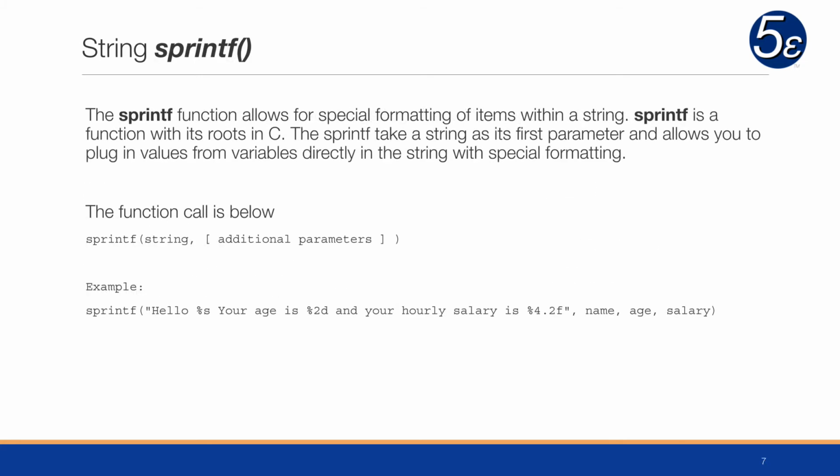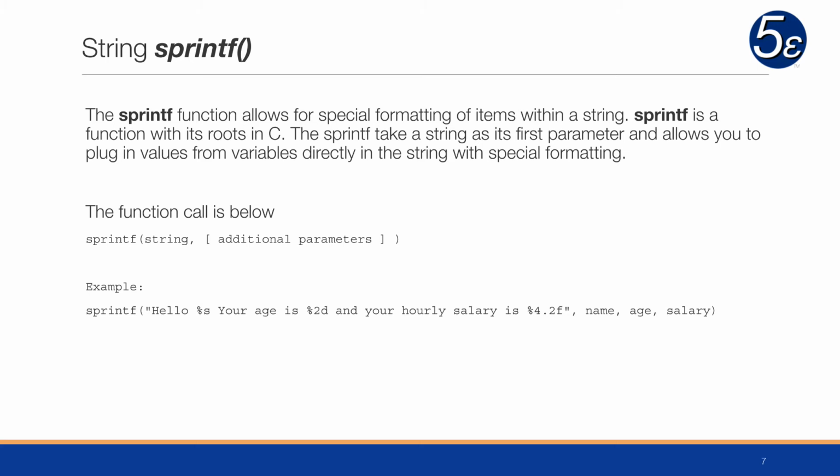The sprintf function allows for special formatting of items within a string. So this gives you a little bit of flexibility of how you want certain parts of a string formatted. It's a function with its roots in the C programming language. So sprintf takes a string as its first parameter and allows you to plug in values from other variables directly into that string with special formatting. So let's take a look at the example below. We have sprintf("Hello, %s, your age is %2d, and your hourly salary is %4.2f", name, age, and salary).